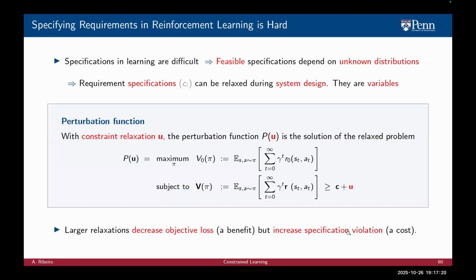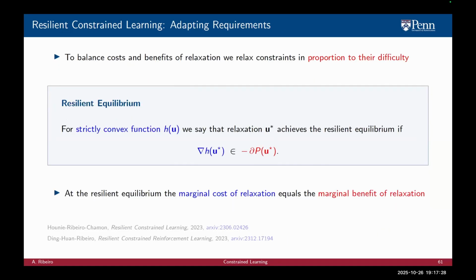Now, the thing, however, is that if you violate your constraints, you violate your constraints. I mean, that's a negative by definition, okay? So what to do? Well, the idea here is the following. Let's introduce this equilibrium condition. H is some relaxation utility, and this is the gradient of your optimal objective with respect to the relaxation.